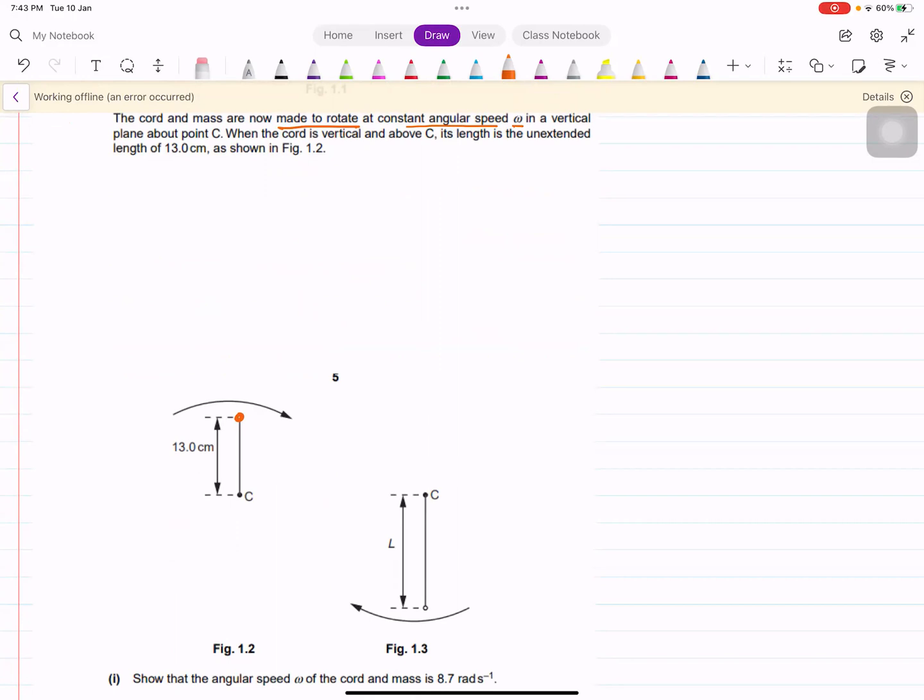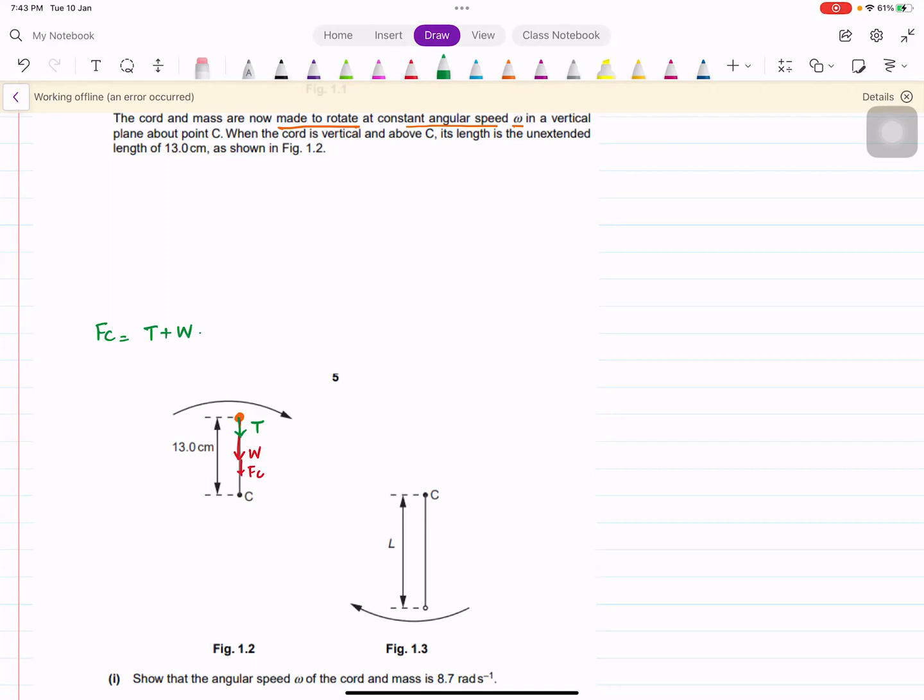First of all, we'll try to make the equations here. You should understand that the weight of this is going to act downwards, so is the centripetal force. And because this is a string, there will be tension and not a reaction. So the equation is going to be centripetal force equals tension plus weight. Everybody agrees?